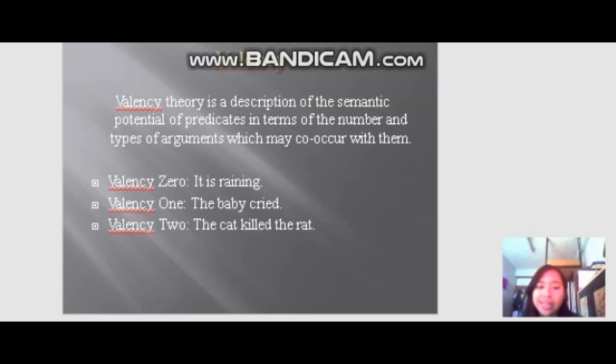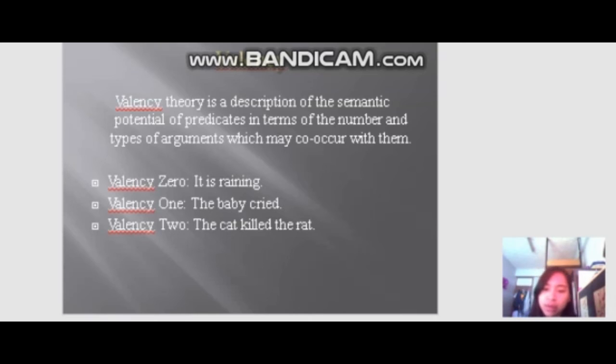Next is valency 1. Valency 1 is one-argument predicates, containing a verb that has one subject but no object. So valency 1 means having one argument. For example, the baby cried. Valency 1 actually has three types: affected, event, theme and description, and theme and identity.